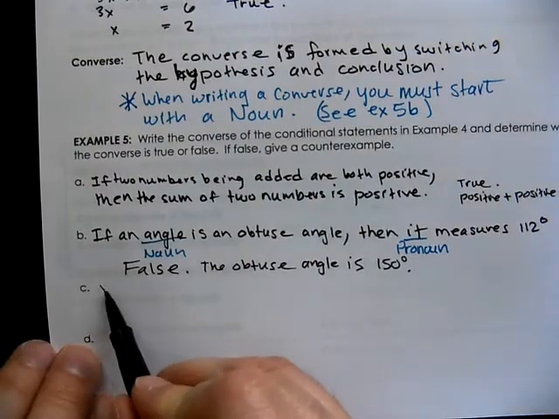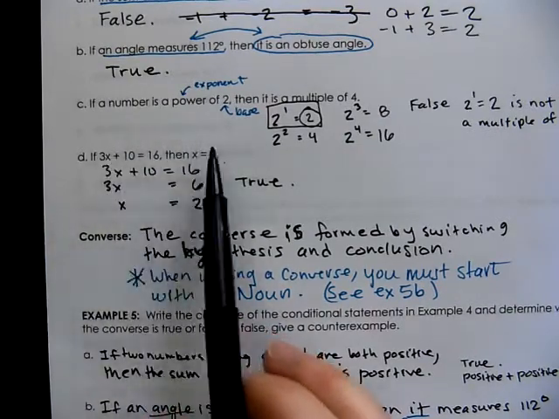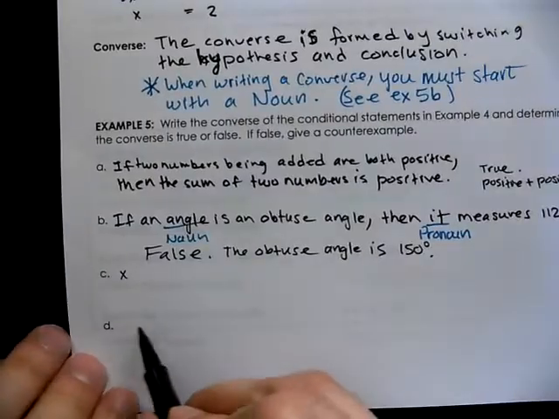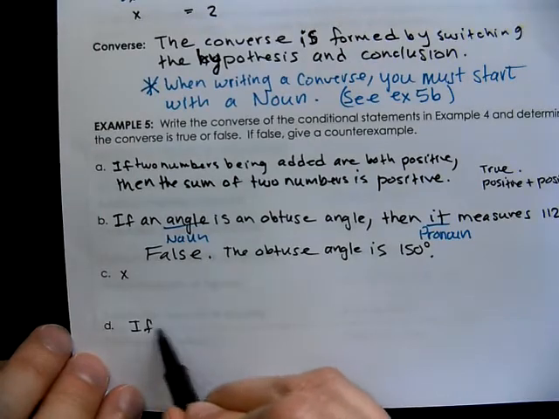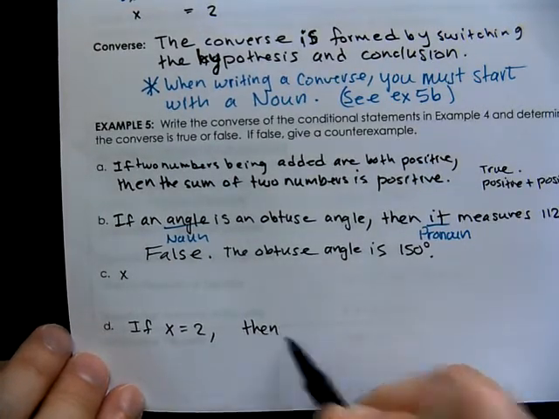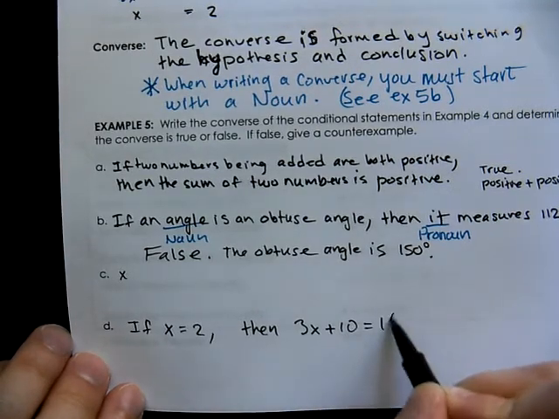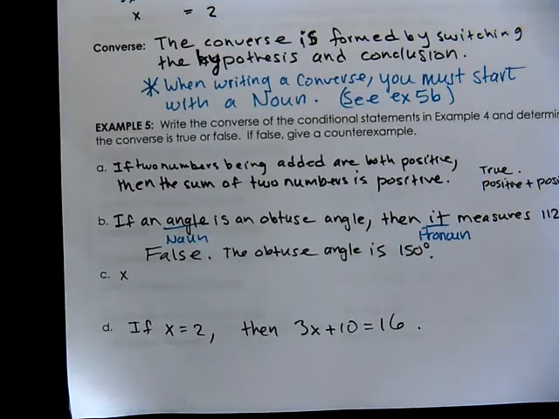I'm going to skip part C. Let's go down to part D. Part D was this equation here. So again, we're going to exchange the hypothesis with the conclusion. So it would say if x equals 2, then 3x plus 10 equals 16. What do you think about that one? True or false?